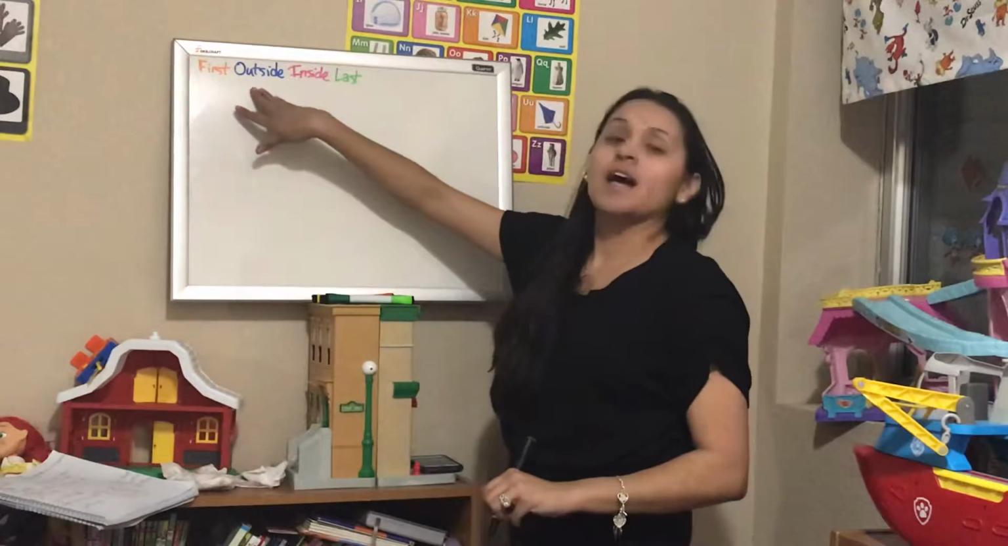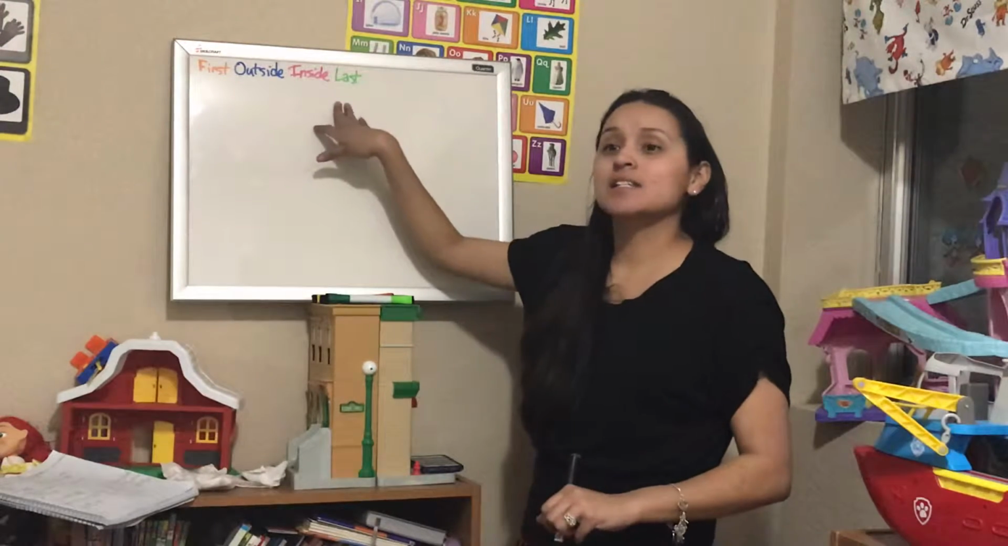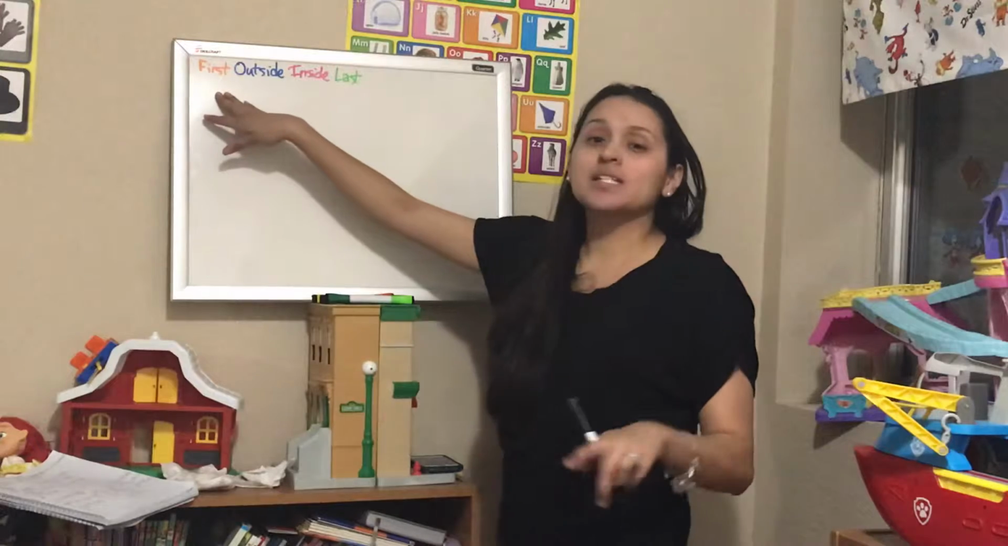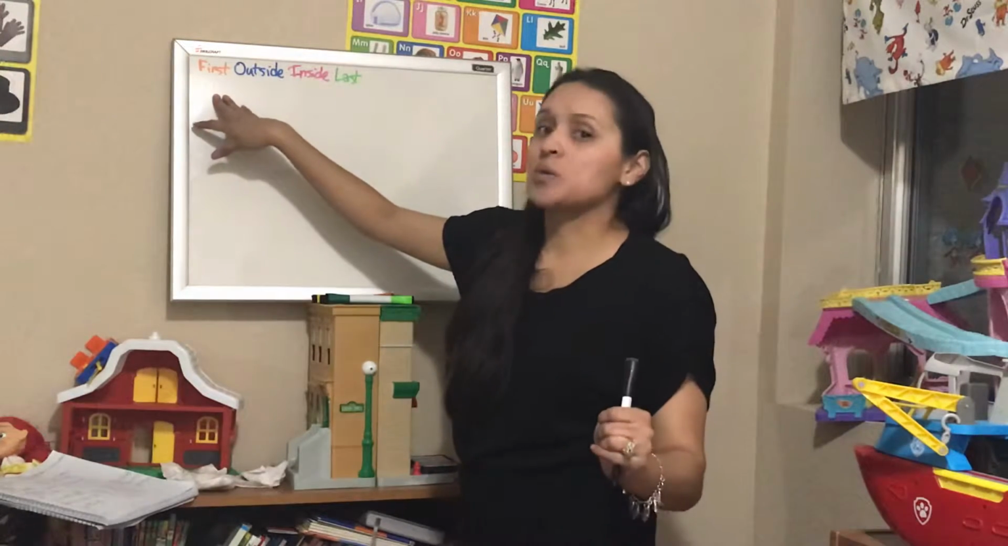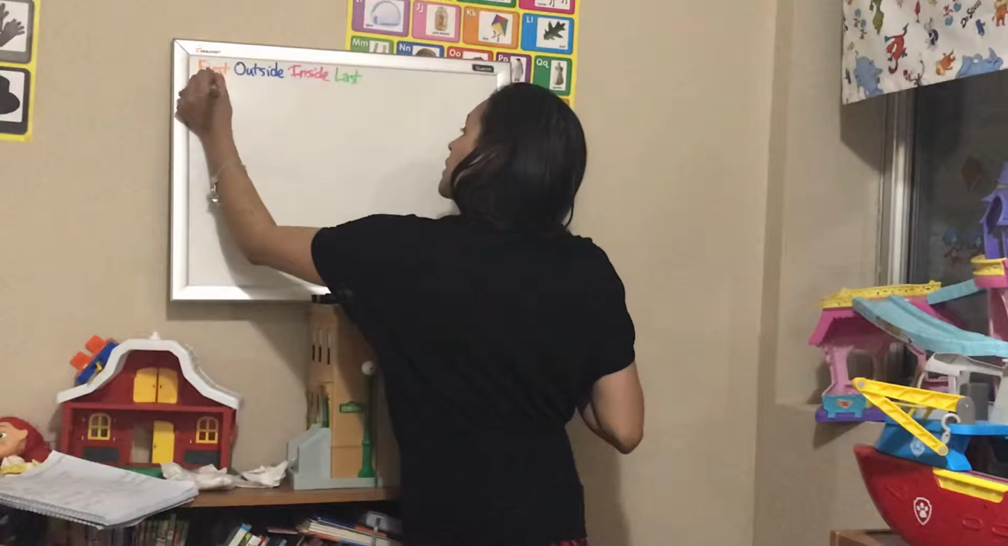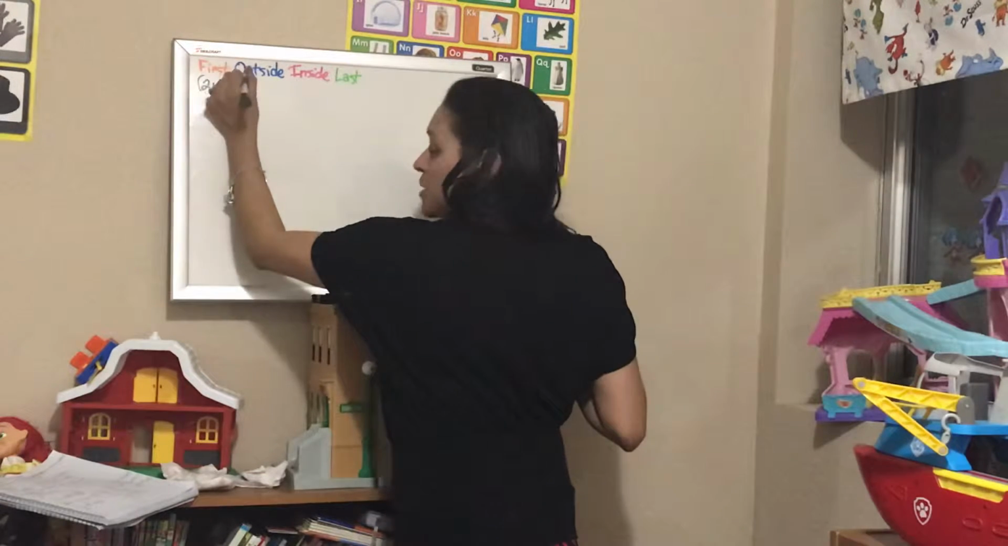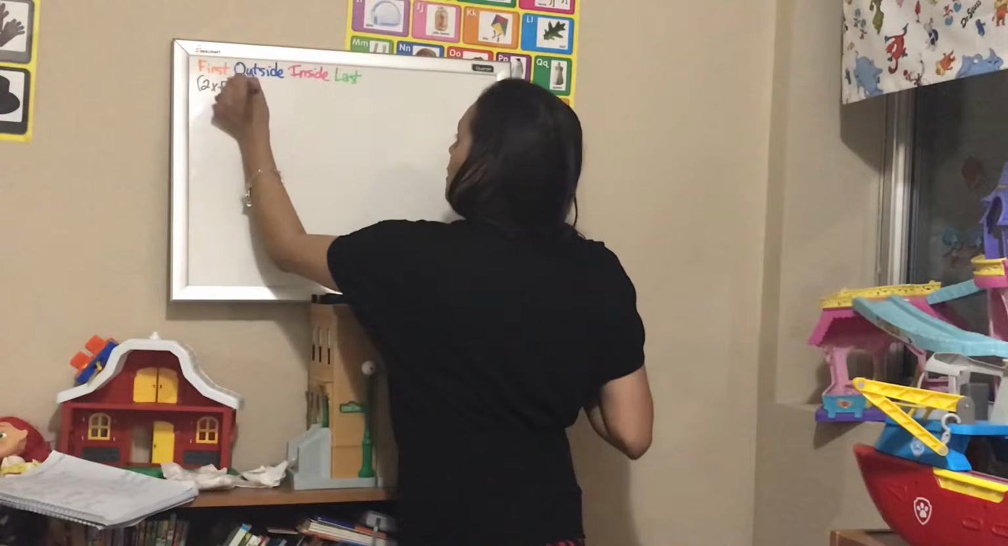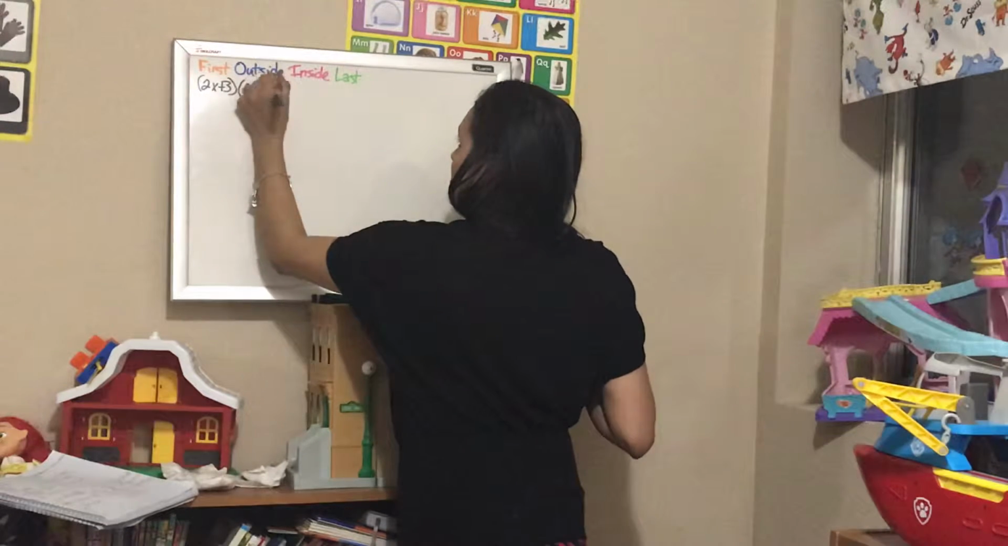We're going to be multiplying binomials using the FOIL method. FOIL stands for first, outside, inside, and last. I have them color-coded so it's easier to see step by step while we're solving our problems. We have 2x plus 3, and we can multiply that binomial by 4x plus 5.